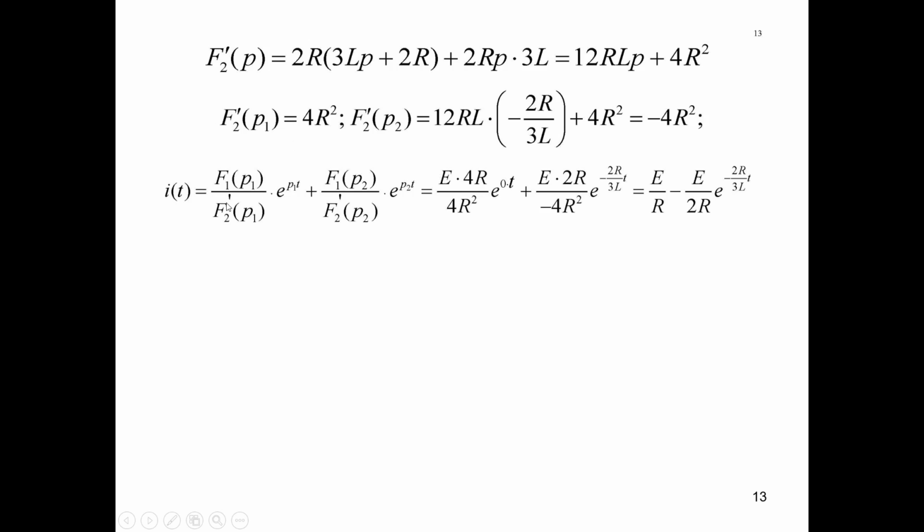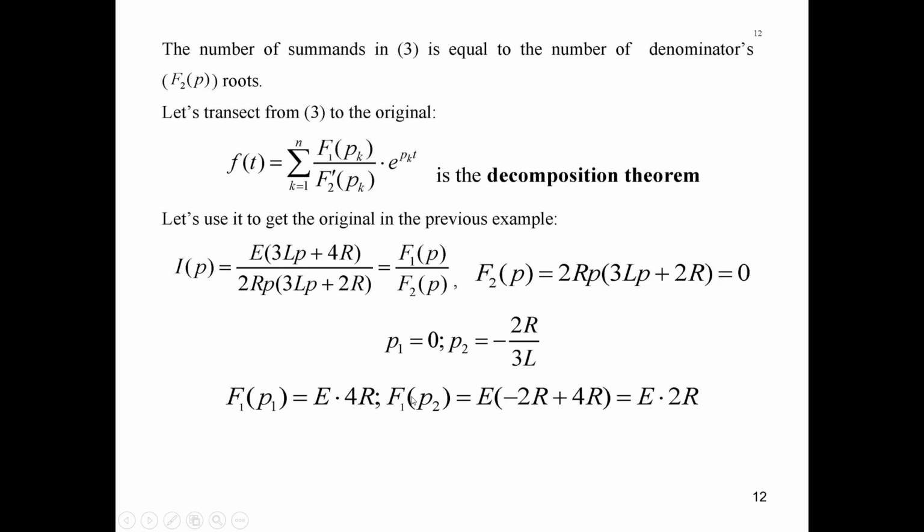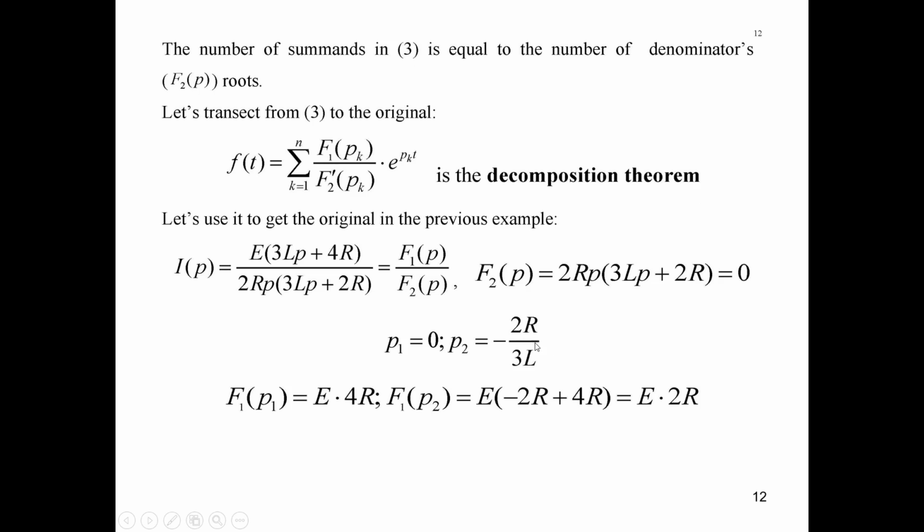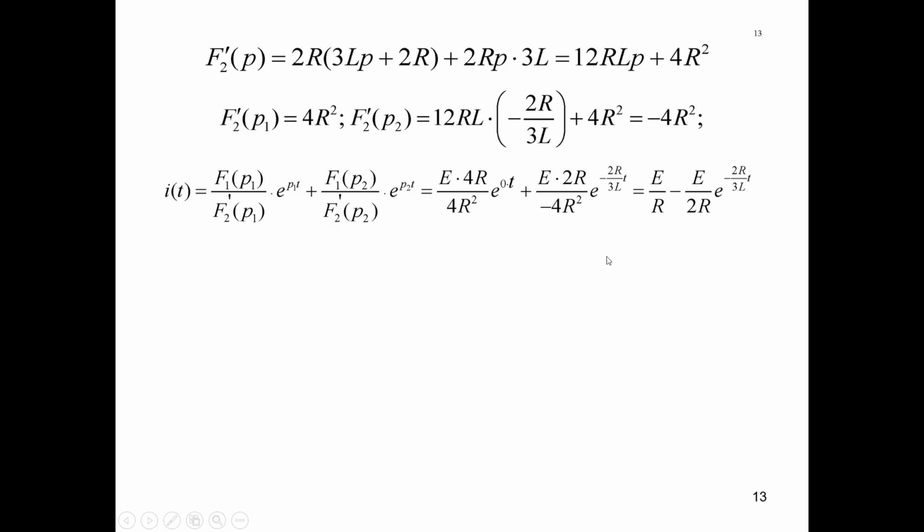That's for the first item when we substitute the obtained values. Then for the second, phi1 from p2 equals e multiplied by 2r in the numerator. In the denominator it should be phi2 prime from p2, which will be minus 4r². It is multiplied by e in the degree p2 t, where p2 equals minus 2r over 3l multiplied by t.